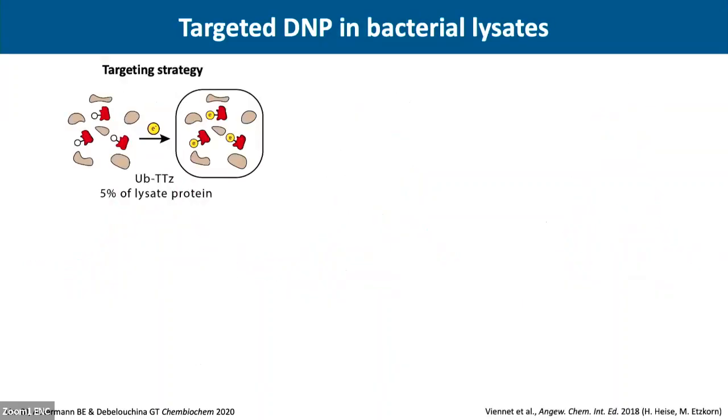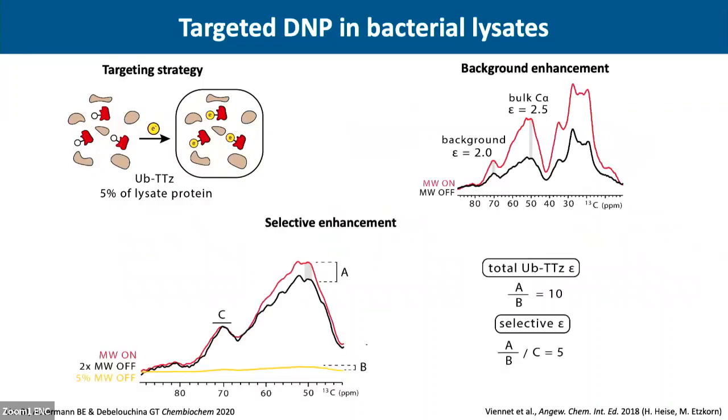We have also applied this technique to do targeted DNP in bacterial lysates. So here, for example, we've targeted ubiquitin in bacterial lysates that were dialyzed to remove reducing agents. And just to cut a long story short, what we observed here is a total enhancement of 10. The background was enhanced by a factor of 2, but the selective enhancement on ubiquitin was a factor of 5. So we have a factor of 5 selective enhancement over background. And again, we are confident that we can do better now that we understand much more about the polarization transfer mechanisms in these types of conditions.